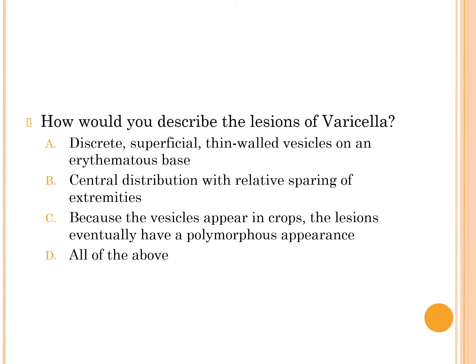Next question. How would you describe the lesions of varicella? What do they look like? Are they discrete, superficial, thin-walled vesicles on an erythematous base? Do they have a central distribution with relative sparing of extremities? And because the vesicles appear in crops, do the lesions eventually have a polymorphous appearance? Or are all of these statements true? And the answer is, all of these statements are descriptive of the lesions of varicella.